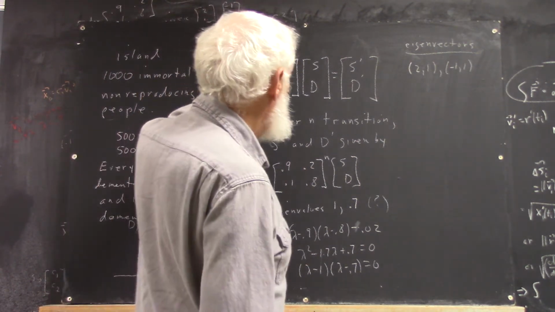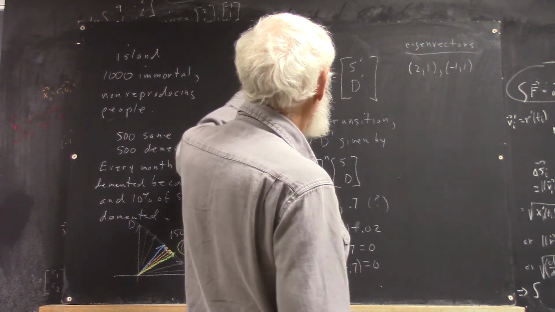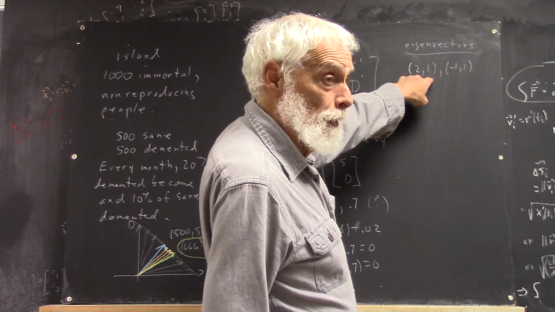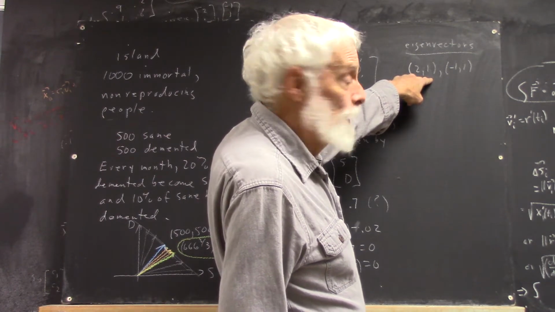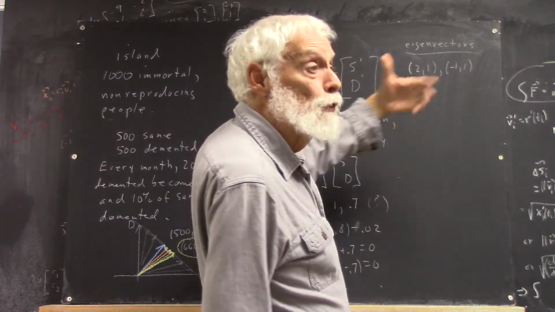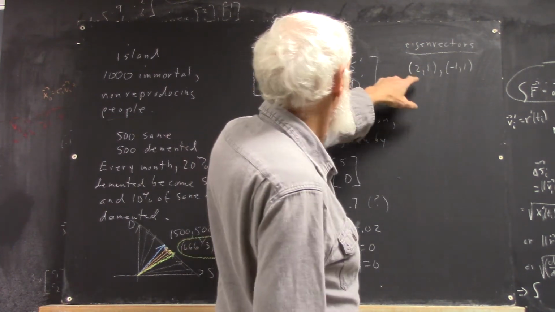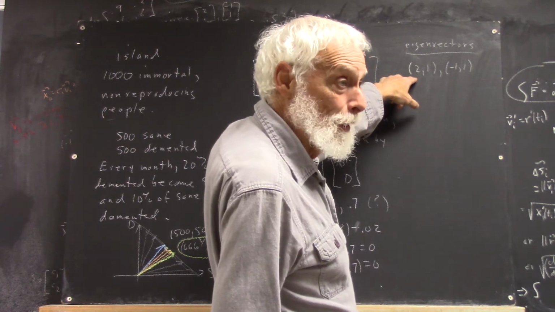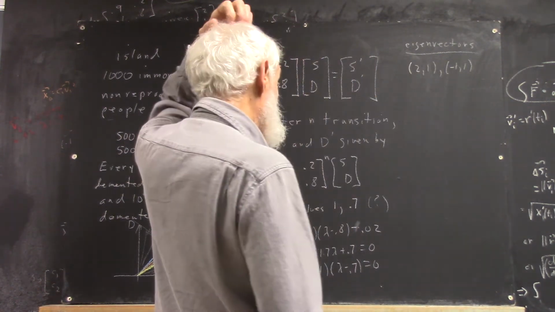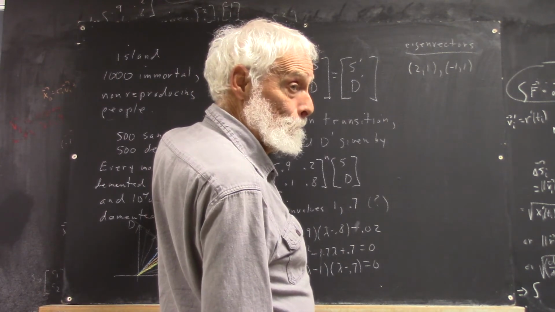If I multiply 0.9 by 2, I get 1.8. If I multiply 1 by 0.2, I get 0.1, right? Or 0.2. And add those up, I get 2. So the first row times this is 2, which is going to match, right? And the second row is 0.2 and 0.8, which is 1. Okay?